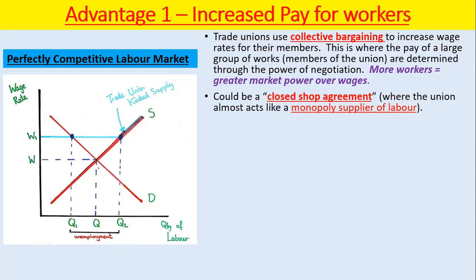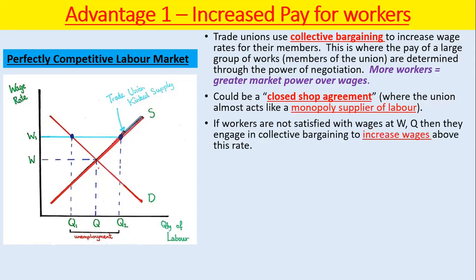In addition to the greater union density, it could be through a closed shop agreement that we looked at before, where the union almost acts like a monopoly supplier of labour, the sole supplier of labour. So if the union is very powerful, if there's a large number of workers with that union, basically the union has control over the individual employer. If workers are not satisfied with wages at wage rate W and Q, then they engage in collective bargaining to increase their wages above this wage rate.